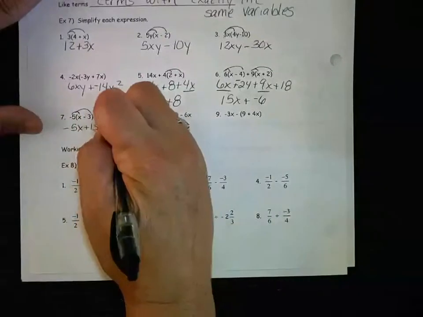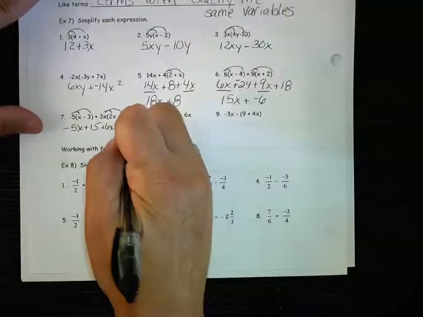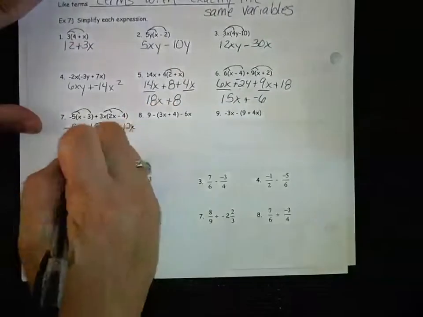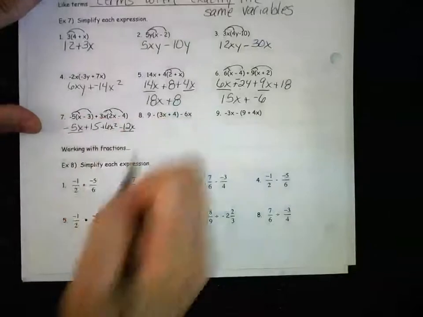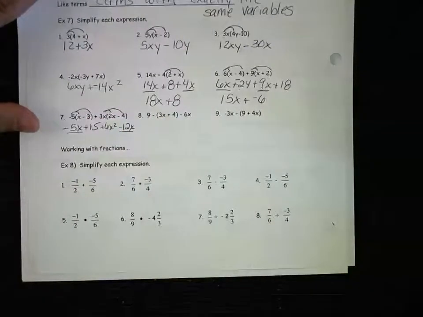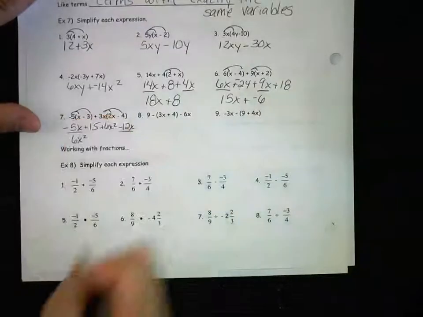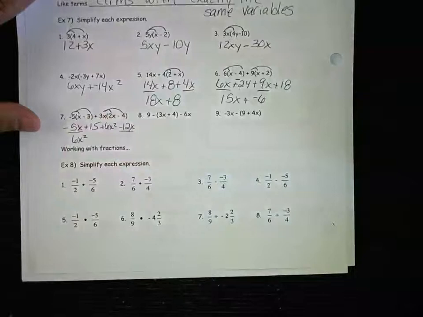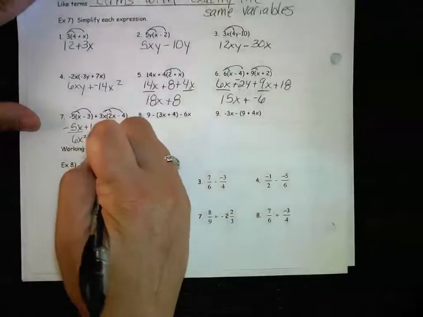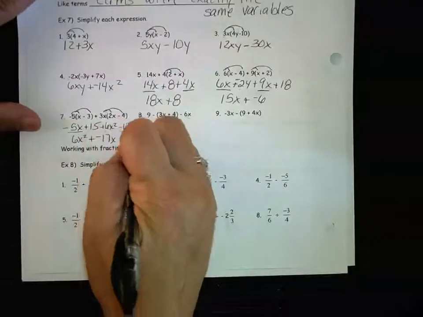Distributing the second one, you have 6x squared and a minus 12x. Now, these two things have exactly the same variables, and I'm also going to start with my highest variable. So I'm going to write the 6x squared first. Negative 15x minus 12x is a negative 17x, and then plus 15.